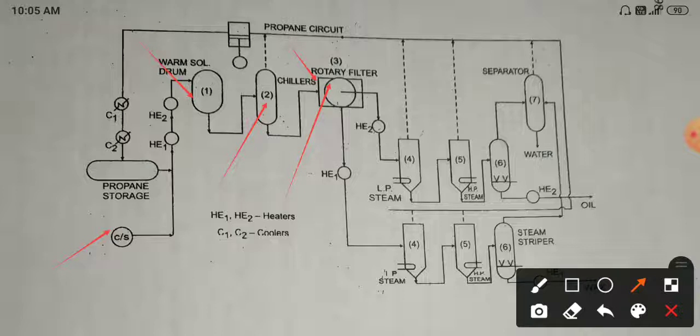Initially, the oil and propane mixture is warmed to 25 degrees Celsius by charging through a heater and is stored in tank 1, first of all.